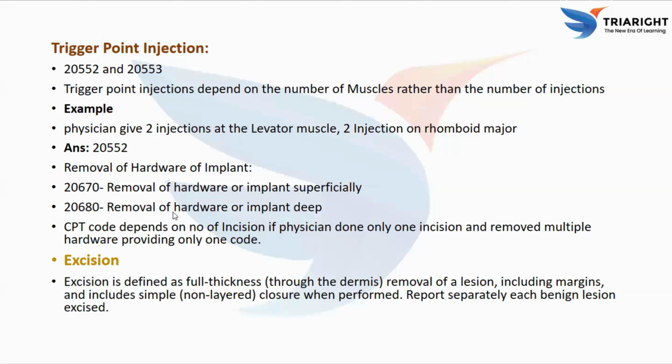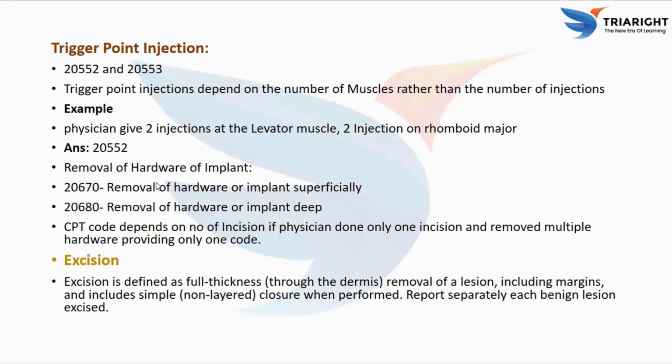So here is an example. The physician gave 2 injections in the levator muscle and 2 injections in the rhomboid major muscle. The muscles treated here are 2 muscles, but the injections are 4. So you have to assign the correct code, 20,552, as it depends on the number of muscles.